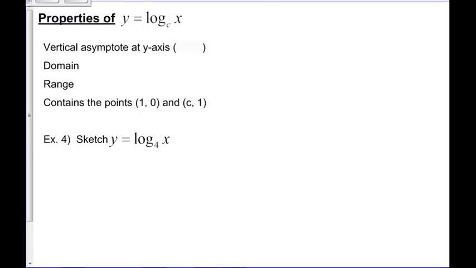So it has this basic shape. It has no horizontal asymptote. It rises slower and slower, but it's never bounded on top. It does continue upwards and upwards and upwards. It has a vertical asymptote at the y-axis, which is the line x equals 0.